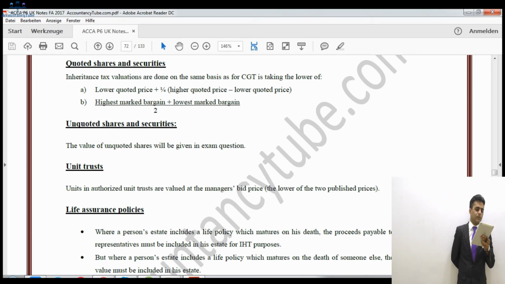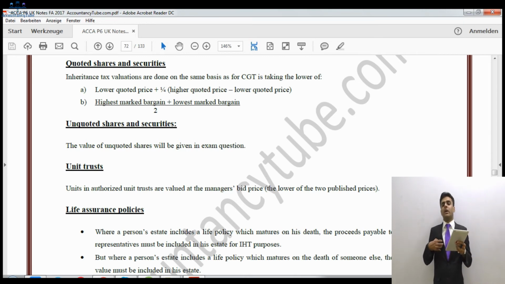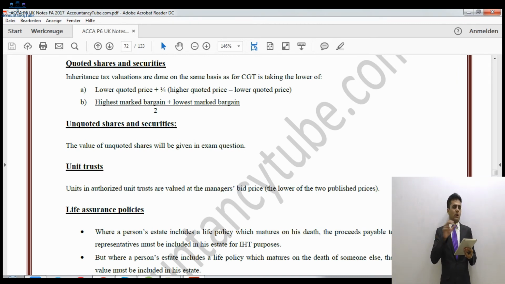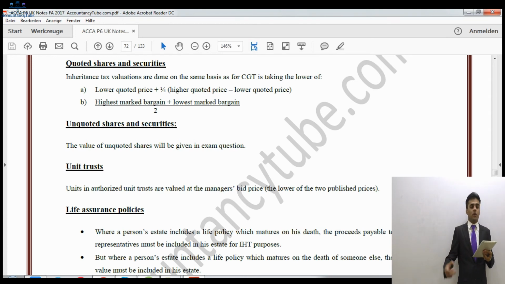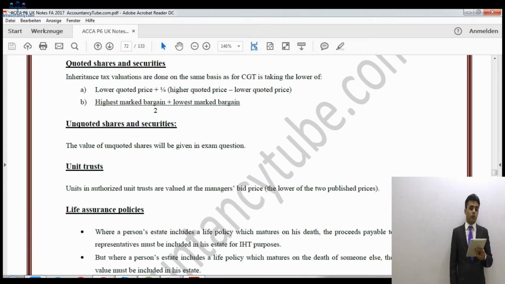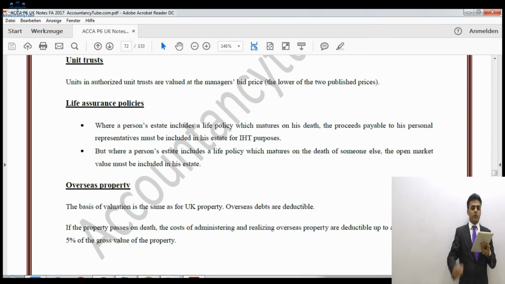Life assurance policies. Where a person's assets include a life policy which matures on his death, if I had a life assurance policy, when I die I won't receive the money, but the person I transferred the assets to, whoever the recipient of that insurance is, will receive the insurance proceeds. Now we will take the actual proceeds. That's what it says: the proceeds payable to the personal representative must be included in his estate for IHT purposes.